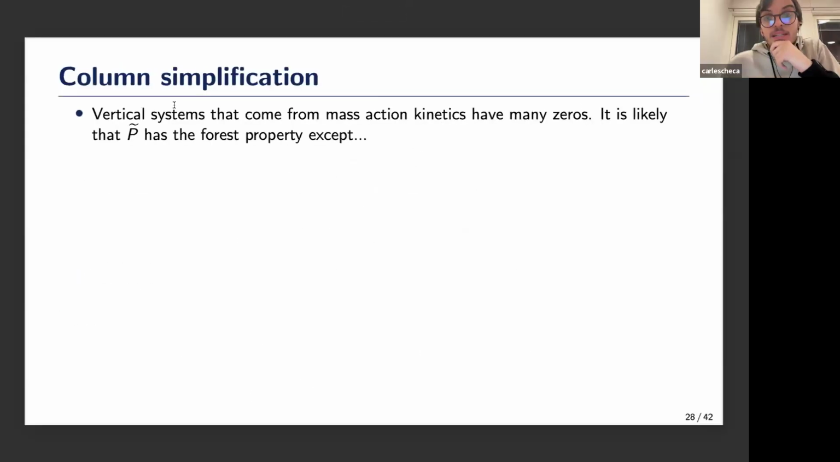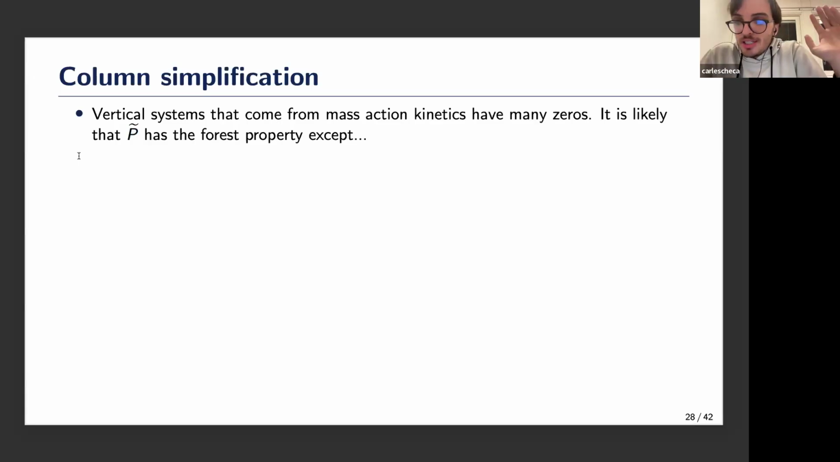However, vertical systems that come from chemical reaction networks and mass action kinetics have many zeros in the corresponding matrix C, right? They might be systems that are actually very sparse. Let me do a quick change of notation. What I was calling P before, now I'll call P bar. And I want to use it to explain that the hypothesis of inducing a forest might happen for reaction networks or for other systems.